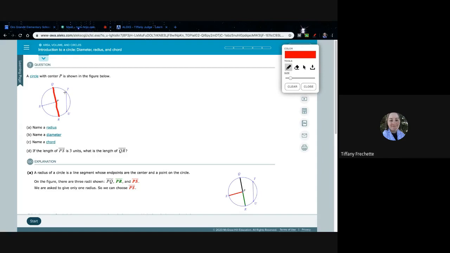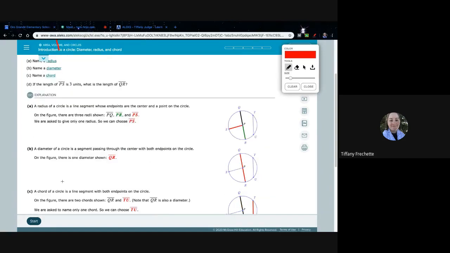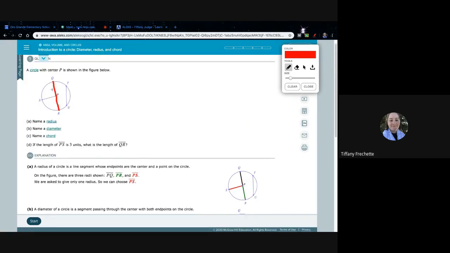If it doesn't go through the center, that's our next definition, a chord. A chord of a circle is a line segment with both endpoints on the circle, but not through the center. If you think of it, the diameter is a chord, but a very special chord with its own name, diameter. If it doesn't go through the center, we just call it a chord. In this case, TU would be our chord because the endpoints are on the circle, but it doesn't go through the center.